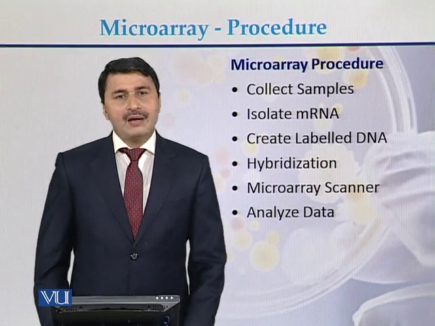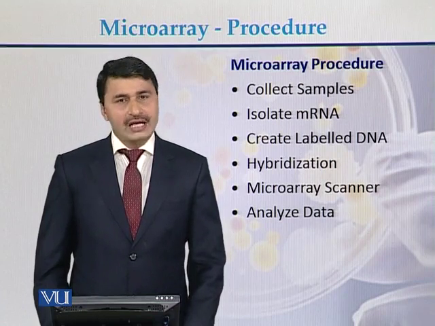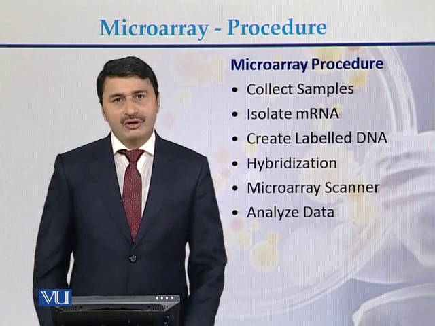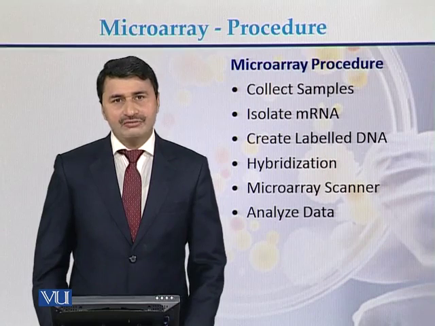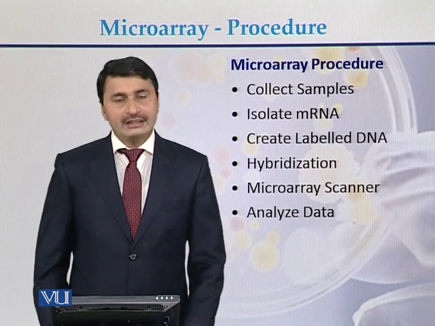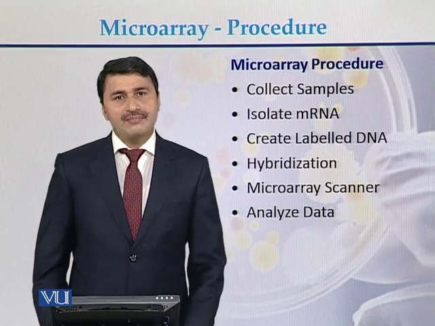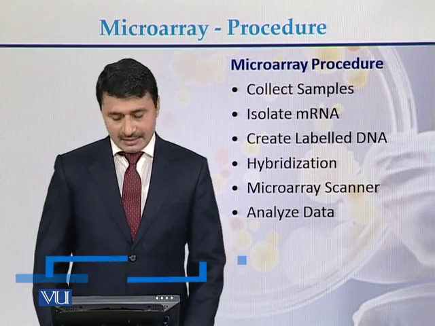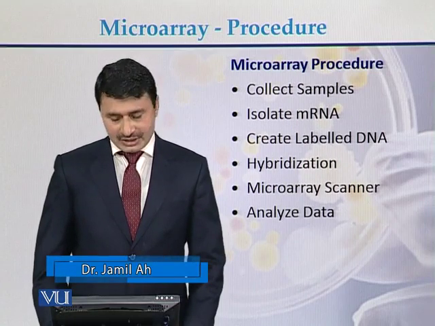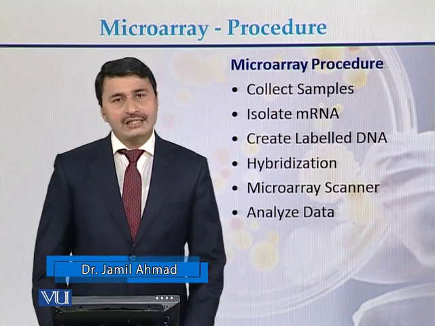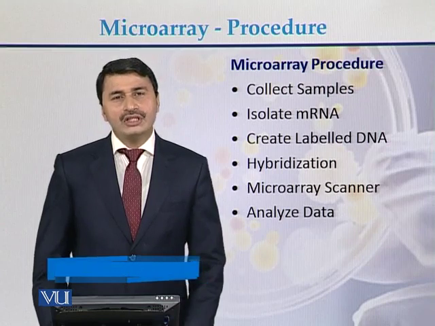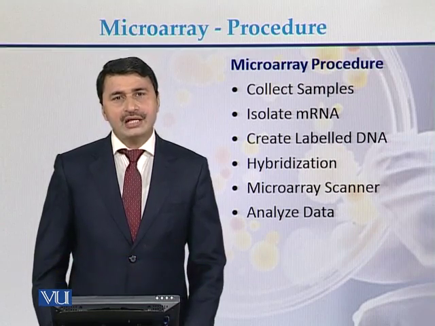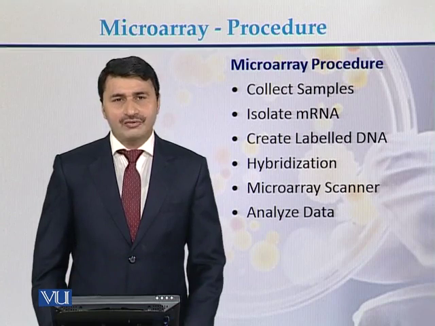For performing the microarray, we have to collect the samples. Samples can be from healthy and affected individuals or healthy and affected tissues. Then we have to isolate the messenger RNA, label the messenger RNA, perform hybridization, use the microarray scanner, and ultimately analyze the data. So these are the main steps of how a microarray is performed.